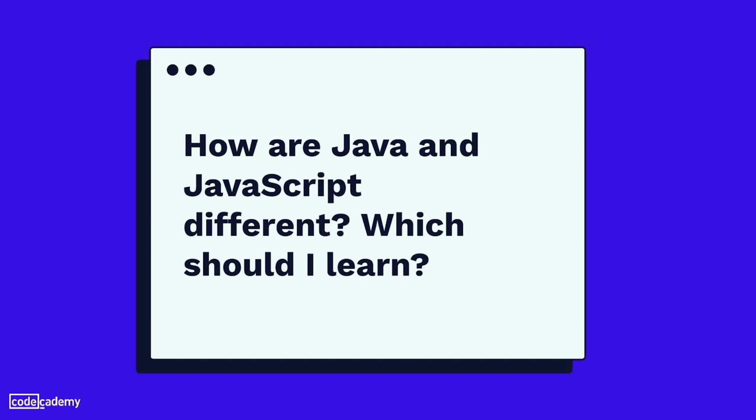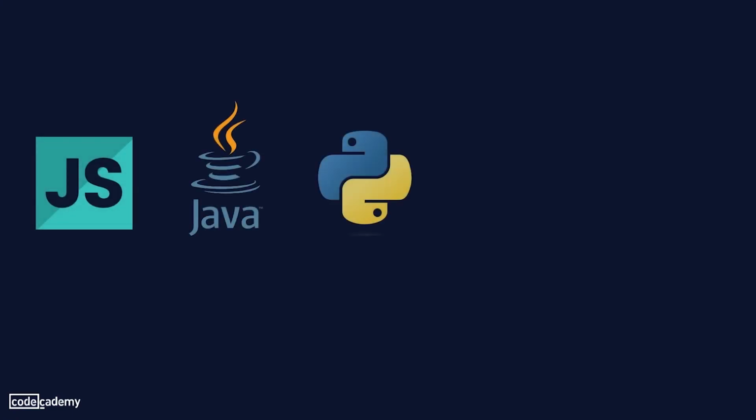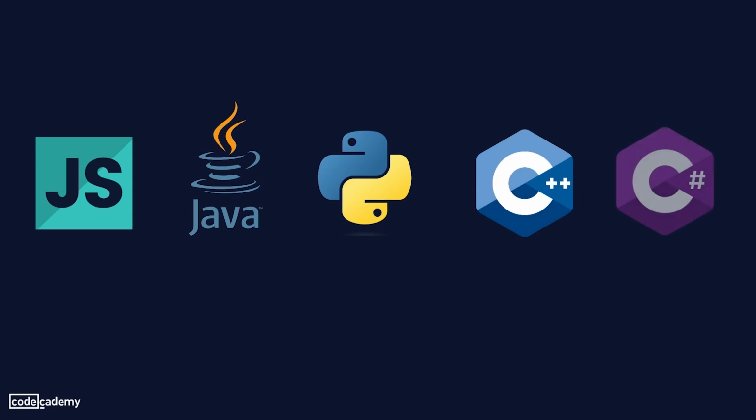Before we touch on Java and JavaScript specifically, let's talk about the process of picking a programming language. When we are starting out in programming, it is very easy to be confused about which programming language we should choose. This is due to the sheer fact that there are so many programming languages that exist. Should I learn JavaScript? Should I learn Java? How about Python? Maybe C++ or C#? It may feel like there are endless options.